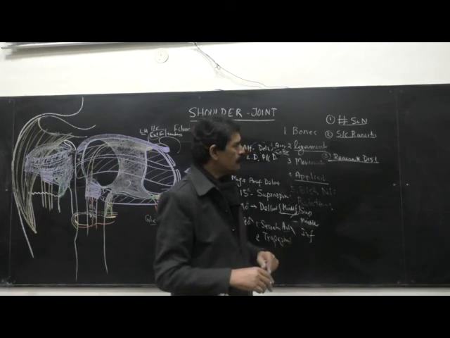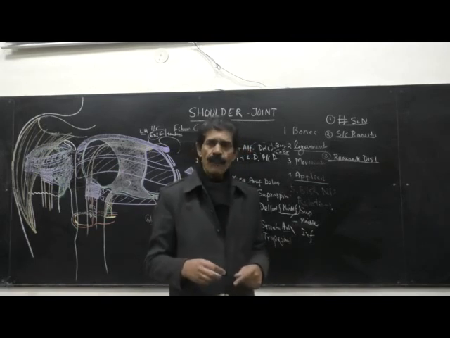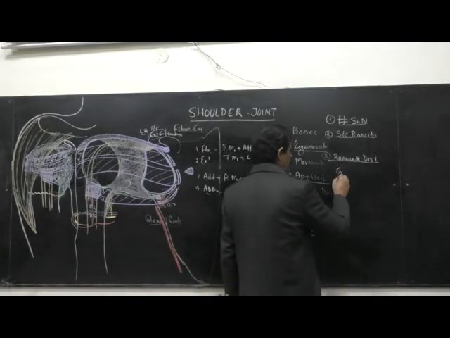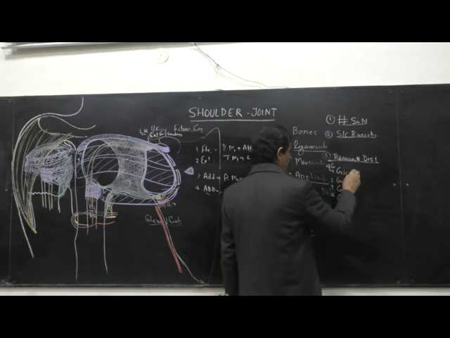and secondly, another thing which contributes to recurrent dislocation is the 4 G's. You have to remember the 4 G's. Number one, who is the culprit? Glenoid cavity.